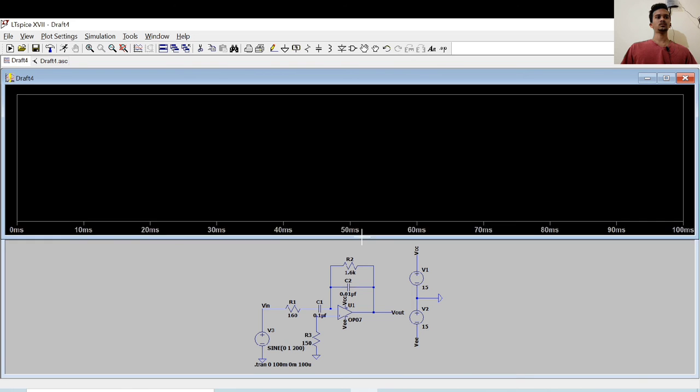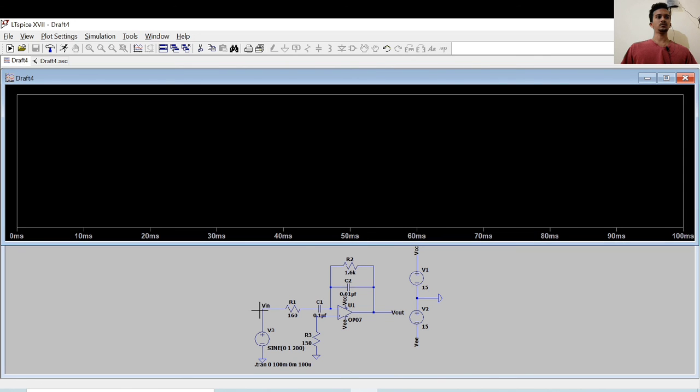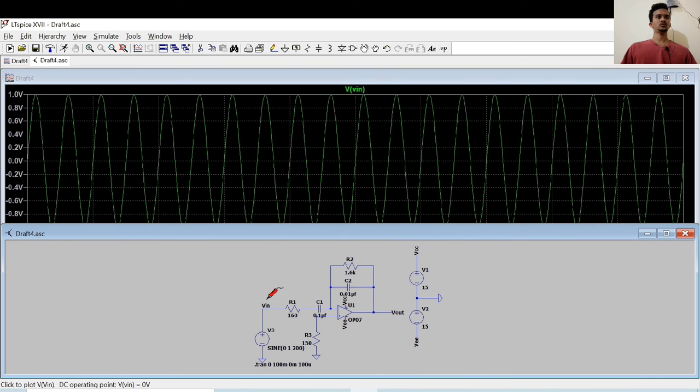So we'll see at input, so this is my input, then at output we get a cosine wave which starts from minus 0.2 volts. So as we give an input of sine wave, we get a cosine wave.